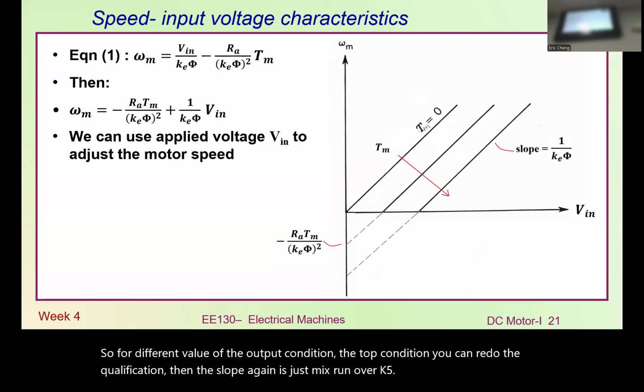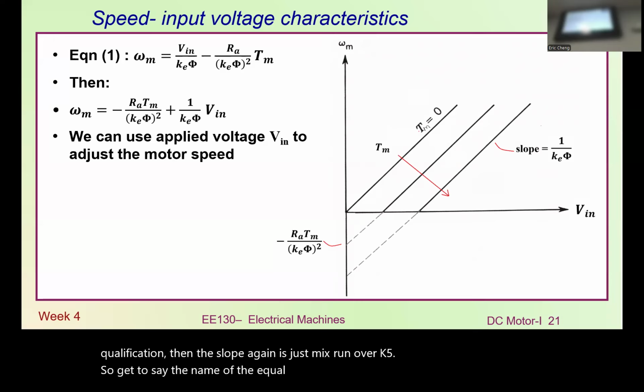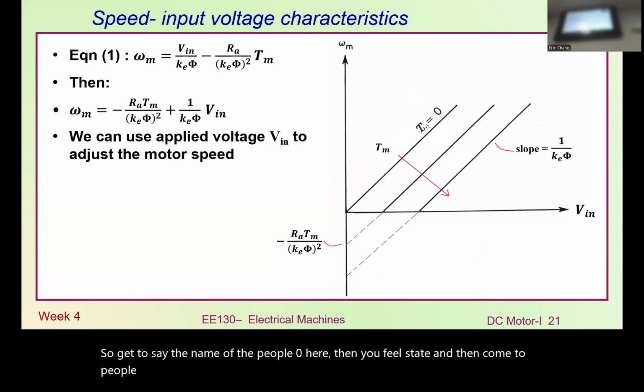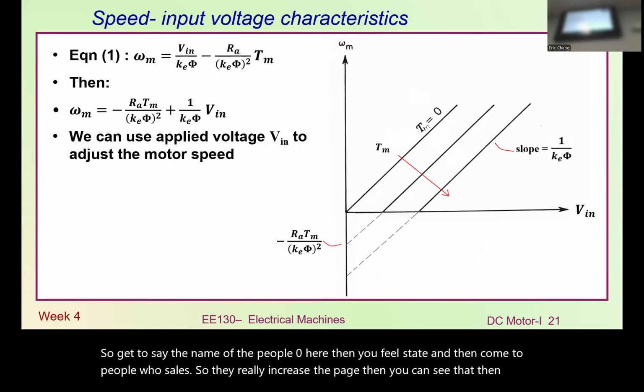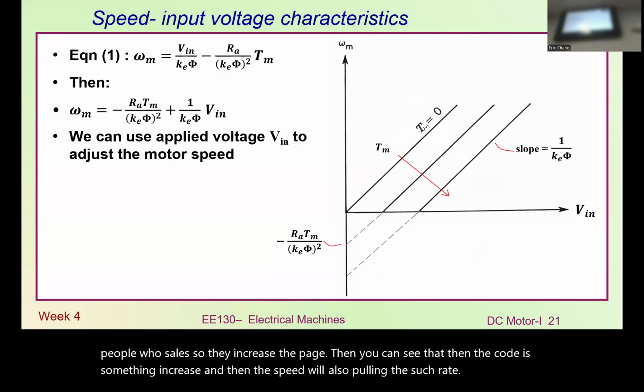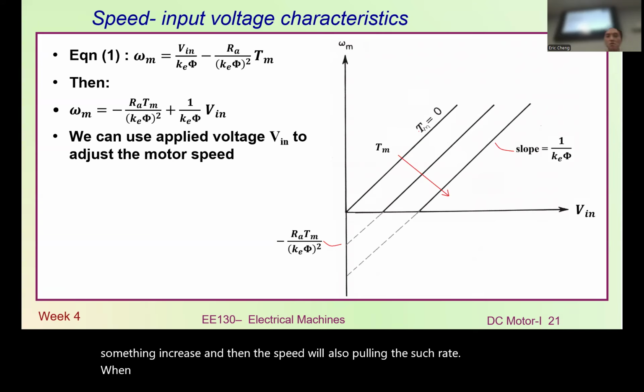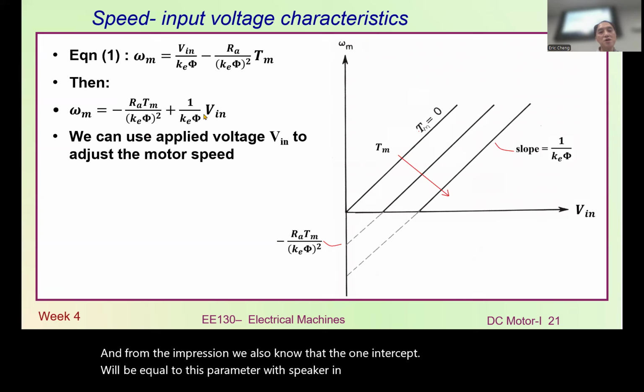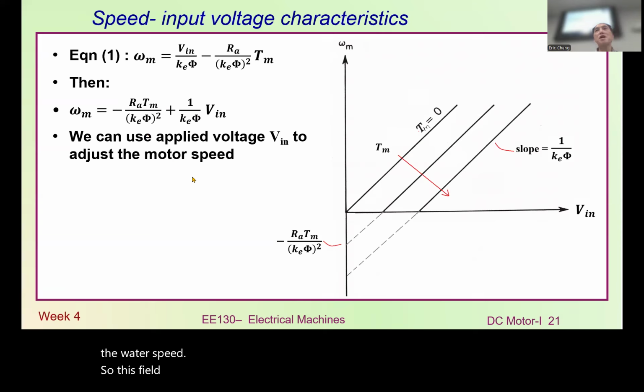So that's to say, when the input voltage equals 0 here, then the speed at zero torque will equal 0. When you increase the voltage, you can see that the torque will start to increase, and then the speed will also go in such a way. And from the equation, we also know that the y-intercept will be equal to this parameter, because here we use the voltage to control the motor speed.